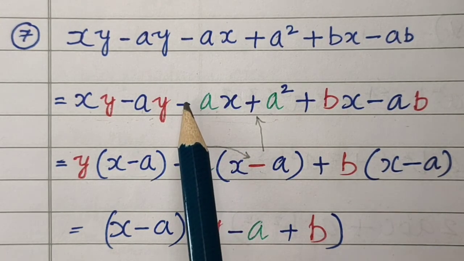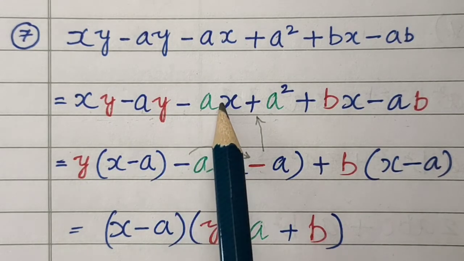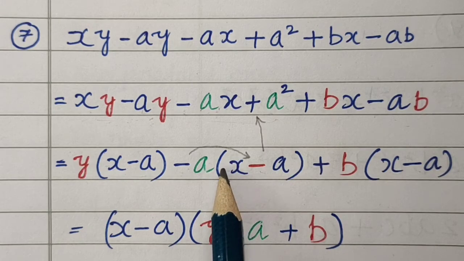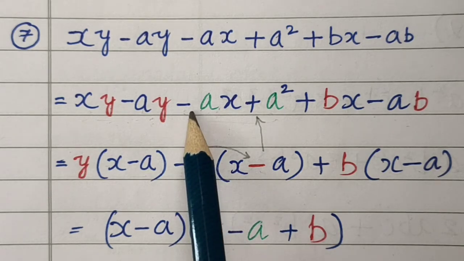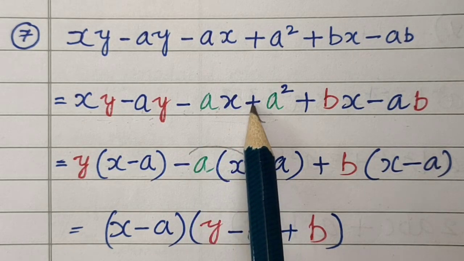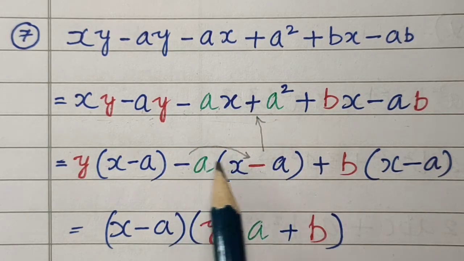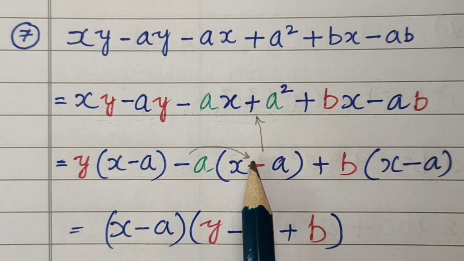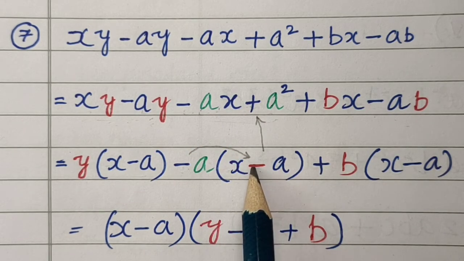Minus can be written as minus into plus. So when you take out minus a, we are left with plus x. When you don't write anything, it is taken as plus. So once you take out minus as common, this plus can be written as minus into minus. Once you take out 1 minus, then we are left with 1 minus here. When you take out minus a, we are left with x minus a.